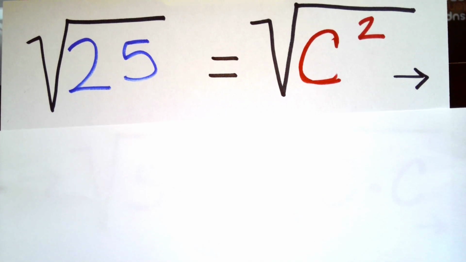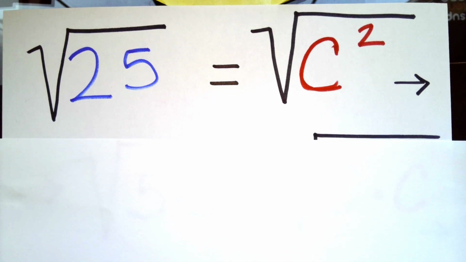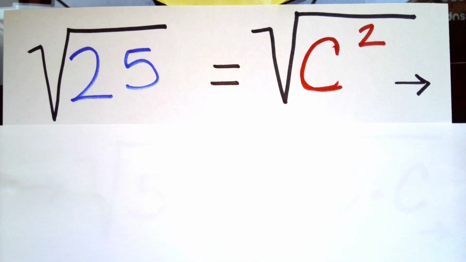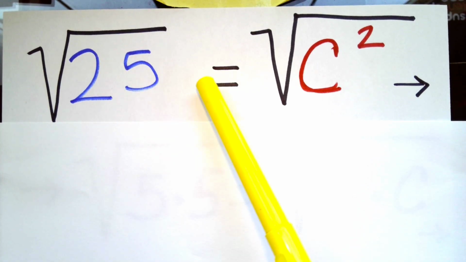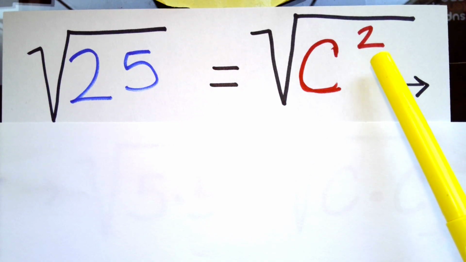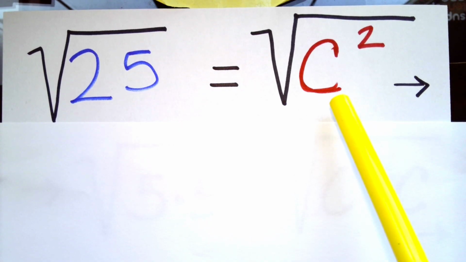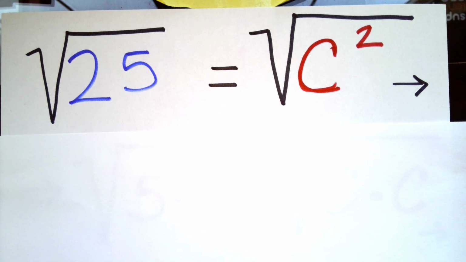Welcome back to this part 4 video, answering the question: what is the hypotenuse of the base of the triangular prism? Where we left off in video 3, we had the square root of 25 equals the square root of c squared. Again, our goal is to get c all by itself. Then we'll know the value of the hypotenuse of that right triangle.